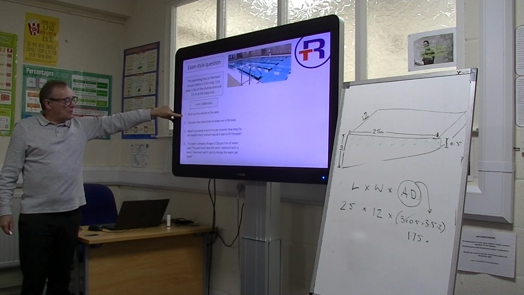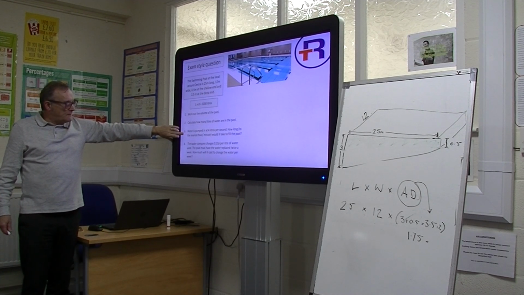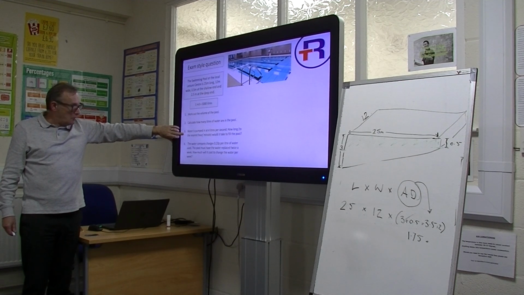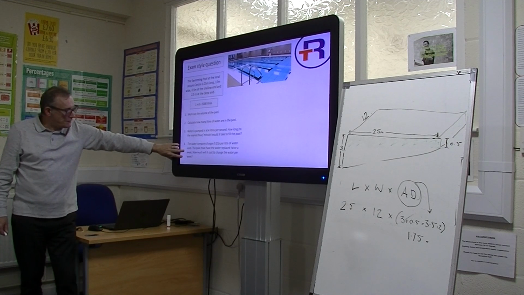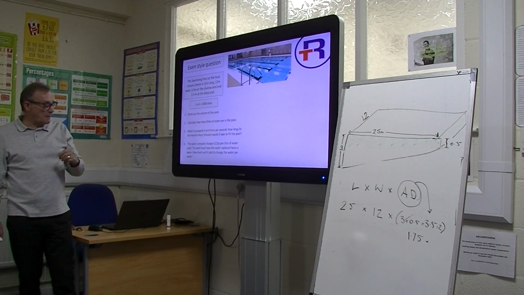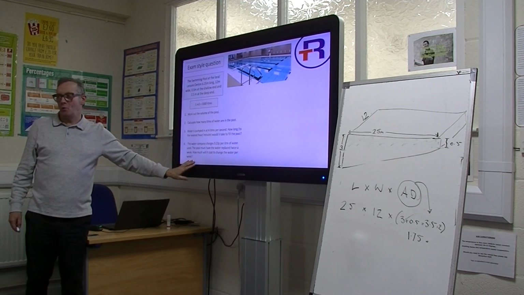Work out the volume of water in the pool. Calculate how many litres of water are in the pool. Water is pumped in at 4 litres per second. How long, to the nearest hour and minute, will it take to fill the pool? The water company charges 23 pence per litre of water that's used. The pool must have the water replaced twice a week. How much will it cost to change the water per week?